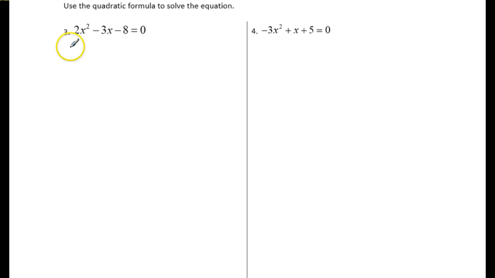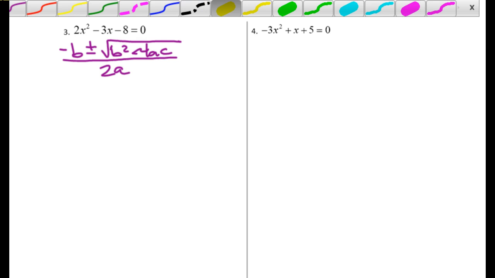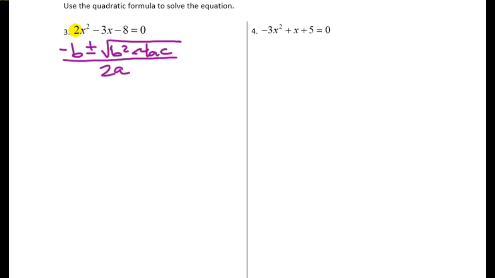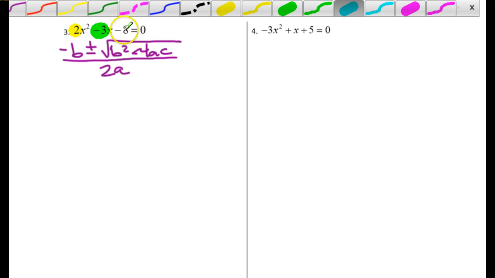So once again, the formula is negative b plus or minus the square root of b squared minus 4ac, all over 2a. Okay, so that's the formula. So we're going to plug in our numbers. All right, now remember, our a is 2, our b is negative 3. Remember that sign in front is always part of the number, and our c is negative 8. All right, so we're going to plug all those in with parentheses.